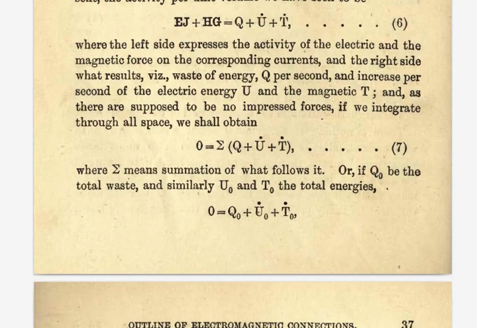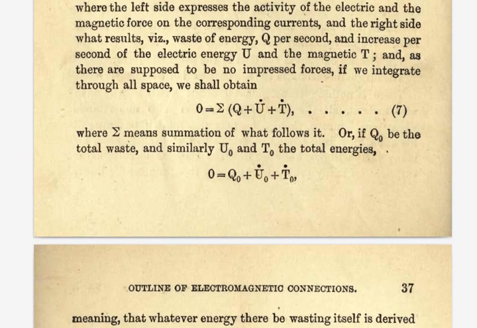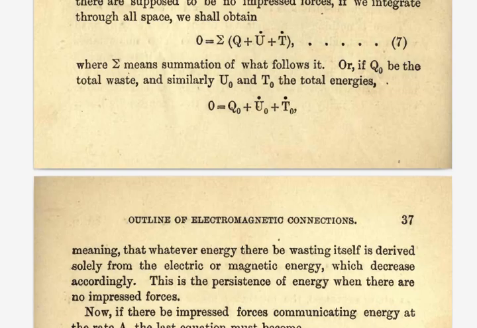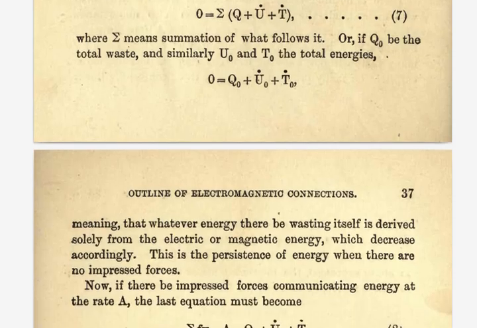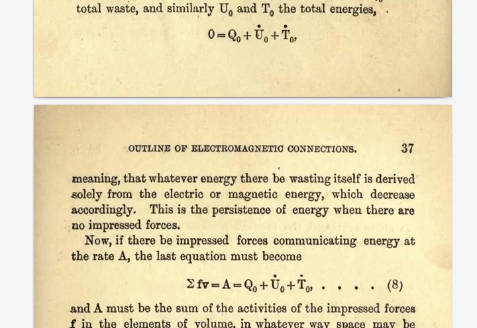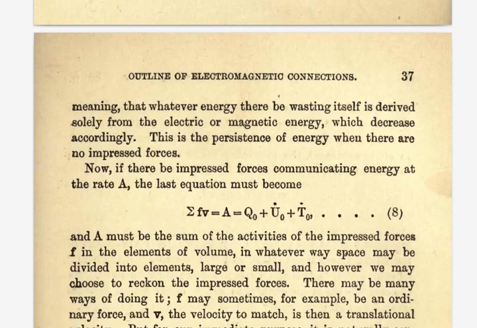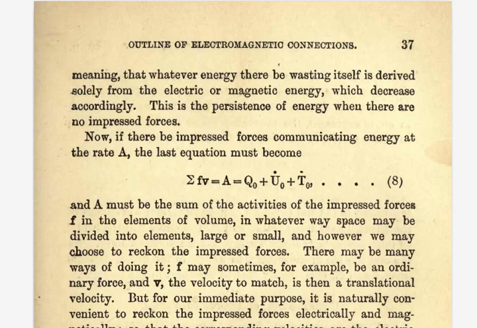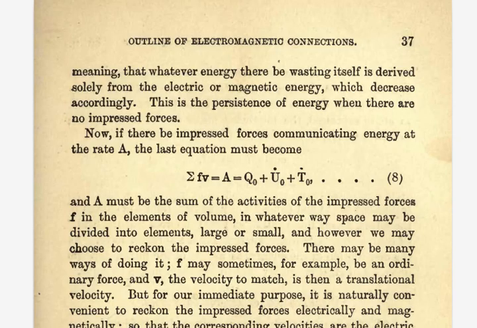an increase per second of the electric energy U and the magnetic T, and as there are supposed to be no impressed forces, if we integrate through all space, we shall obtain 0 equals the summation Q plus U dot plus T dot, where sigma means summation of what follows it. Or if Q0 be the total waste, and similarly U0 and T0 the total energies, 0 equals Q0 plus U0 dot plus T0 dot, meaning that whatever energy there be wasting itself is derived solely from the electric or magnetic energy, which decrease accordingly. This is the persistence of energy when there are no impressed forces.